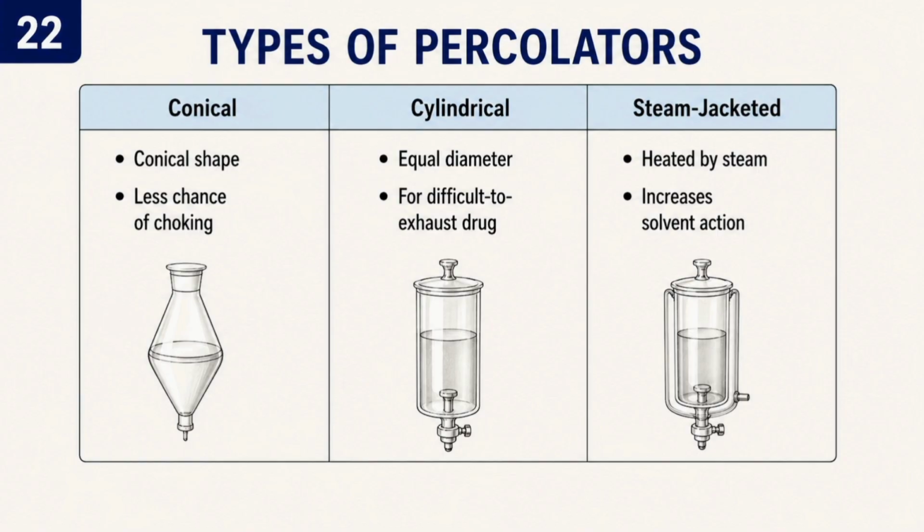The apparatus design matters because the solvent flow must be uniform. If the solvent finds one easy pathway, it may bypass the other portions of the drug. This is called channel formation. Good equipment design helps prevent inefficient extraction.